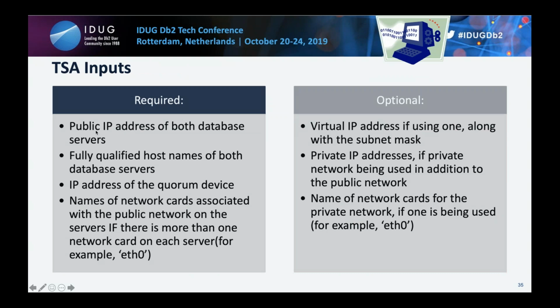Before you start, you have to know the public IP address of both database servers. You need the fully qualified host names of both database servers. You need the IP address of a quorum device, and a quorum device is just a highly available IP that you can ping, usually a domain controller or something along those lines. And you need the names of the network cards associated with the public network on the server, and the same kind of information if there's a private network as well.